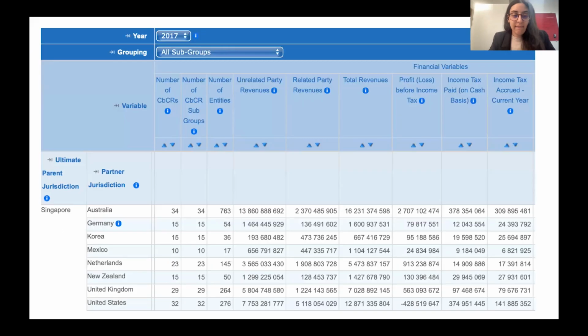This is, for example, Singapore in the OECD country-by-country data. This is a little screenshot showing some of the partner countries of Singapore. We have, for example, the number of CBCRs, which is the number of Singaporean multinationals that are active in Australia, Germany, etc. And you have how much revenue these Singaporean multinationals are having in Australia, how much taxes they are paying in Australia, etc. This is just an example of this database that we use.